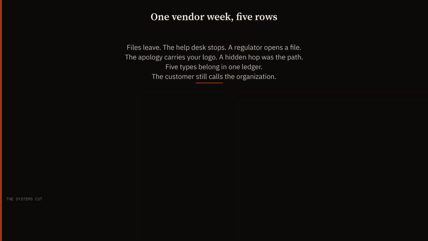A support provider is entered, and 1 week lights 5 rows. Customer files leave. The help desk stops. A regulator opens a file. The apology carries your logo. The hop was a subcontractor the invoice never named. TPRM that files the 5 types in 5 inboxes will keep missing that week. The 5 types belong in one ledger, because the customer still calls the organization.